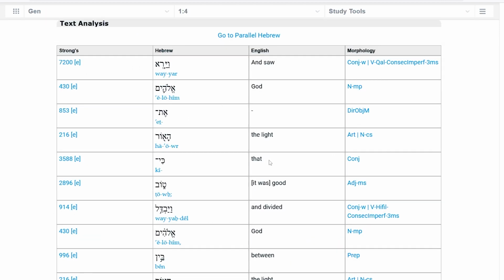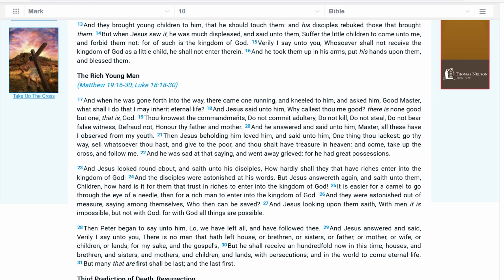So let's go back. And so you're saying, and saw God the light that it was good. That's Jesus. And so you go even further. There's the rich man story in Mark 10:17. Yeah, there you go, Mark 10. And this guy came running to him, kneeled down, and he goes, "Good master, what shall I do that I may inherit eternal life?" And Jesus said to him, "Why callest me good? It's not like he didn't know what he was doing. He was making him think. There's none good but one, that is God."